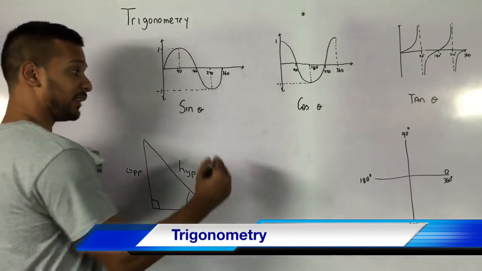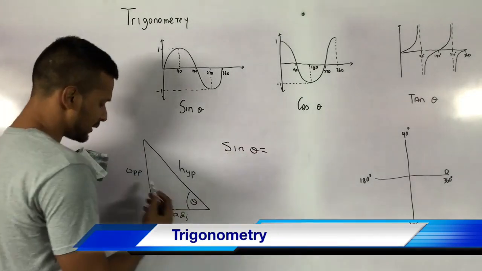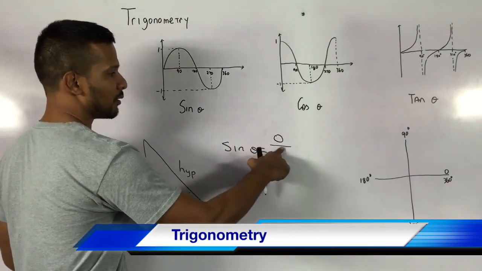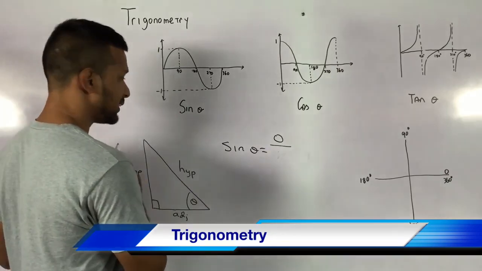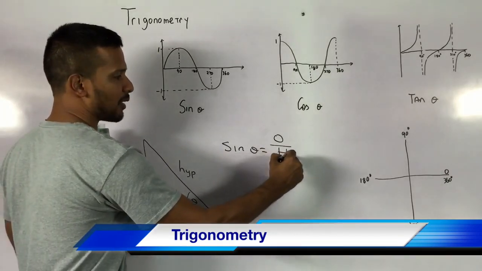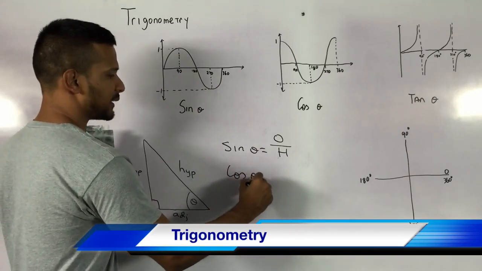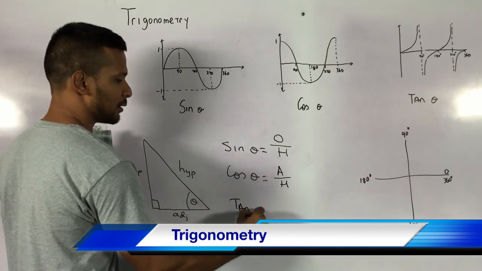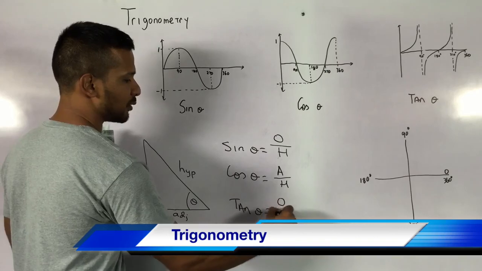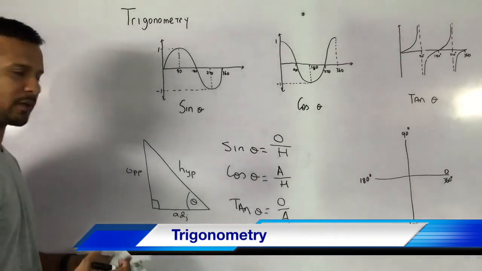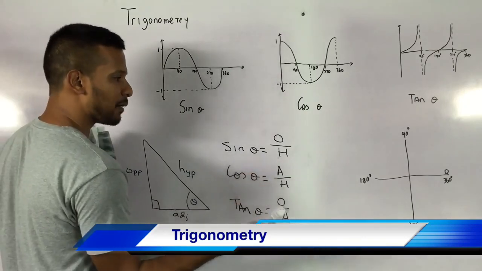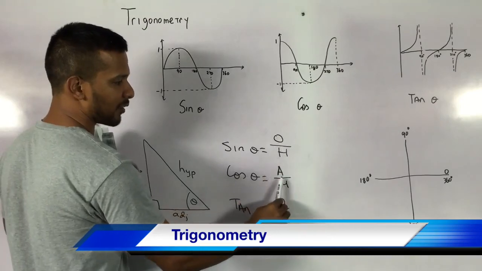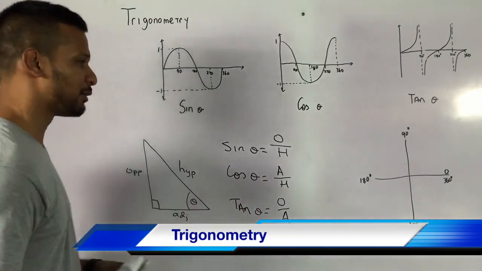We should be aware of sine. Sine theta is opposite over hypotenuse. Cos theta is equal to adjacent over hypotenuse. And tan theta is equal to opposite over adjacent. So we should be familiar with this from before. And to remember it, you can use SOH CAH TOA, or "Oh hell, another hour of arithmetic." Whatever helps you remember it.